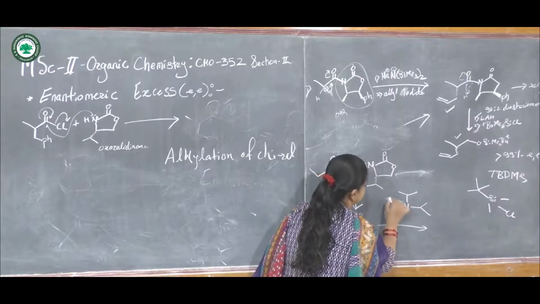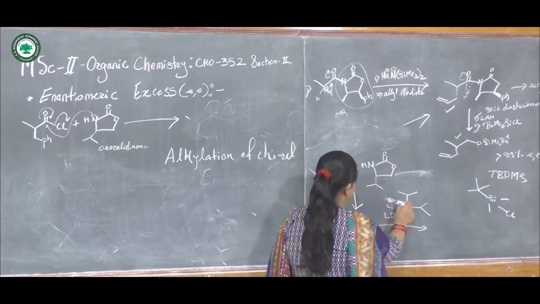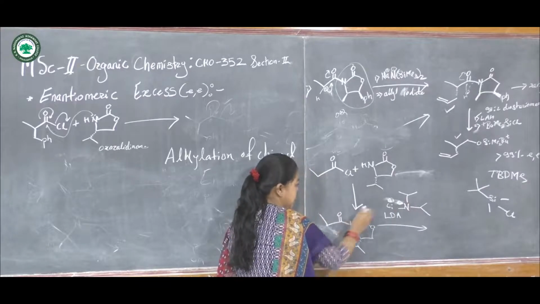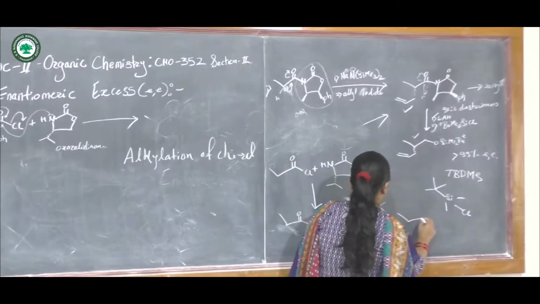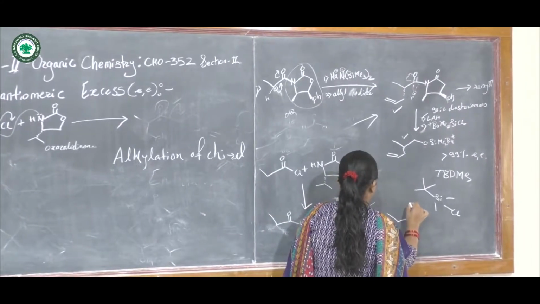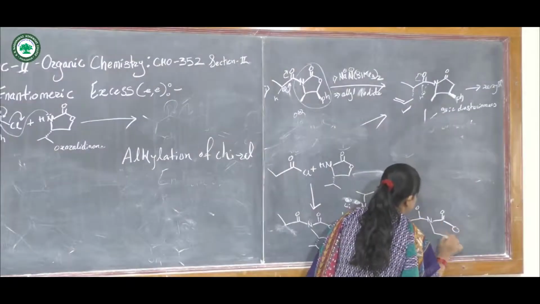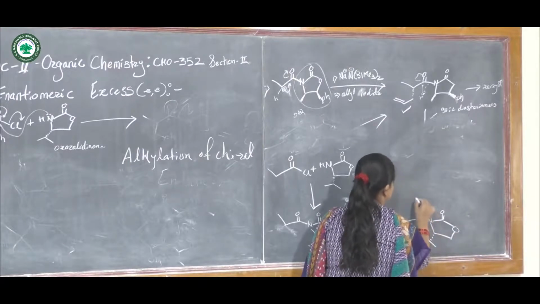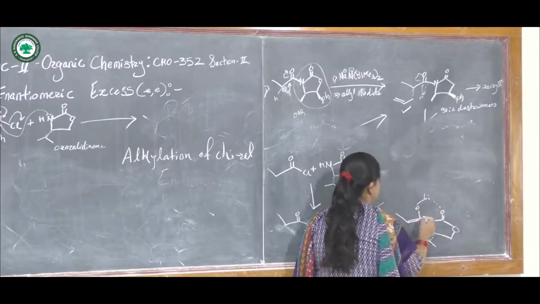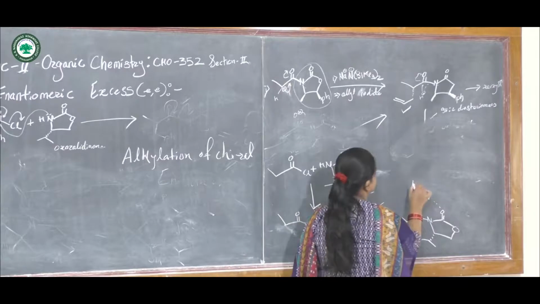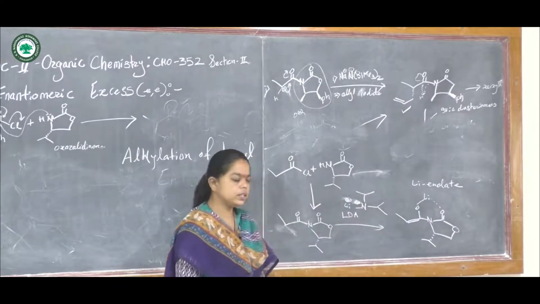Here the negative charge is present on the nitrogen atom. So this negative charge removes this proton and the lithium gets bonded to the oxygen atom. So we get the lithium enolate generated.